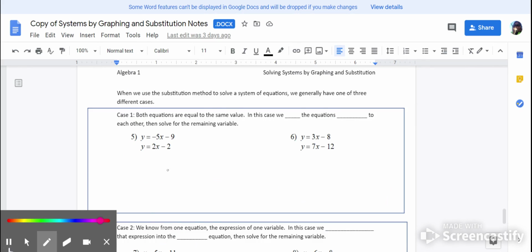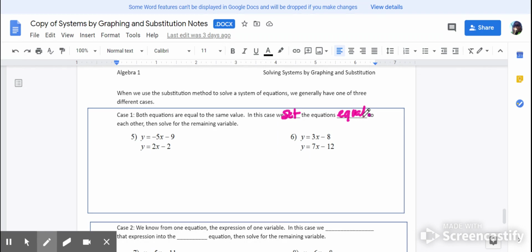Now we typically have 3 different types of ways to solve with substitution. Case 1, both equations are set equal to the same value. So in this case, we just set the equations equal to each other, and then we solve for the remaining variable. So in this case, I've got y equals negative 5x minus 9, y equals 2x minus 2. So we know that y will equal y. Negative 5x minus 9 will equal 2x minus 2.